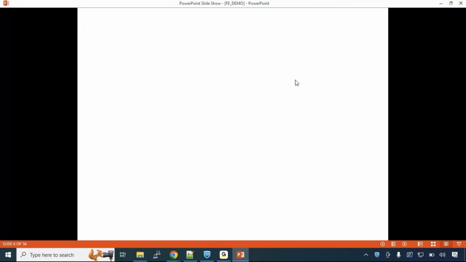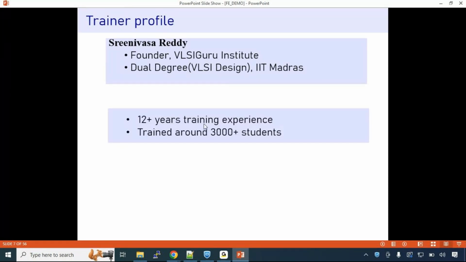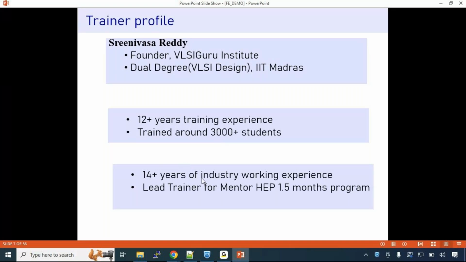Just a brief about my profile. My name is Srinivas Reddy, and I am the founder of the institute. I have done my dual degree from IIT Madras, and I have 12 plus years of training experience. I have been teaching since 2012, and I've been continuously teaching. I was working and teaching both for 7 years. Then in 2019, I quit my job and I'm now full time into the training. I would have personally trained almost 3,000 plus students in different batches, and around 14 plus years of working experience in the industry. And I'm also a lead trainer for Mentor Higher Education Program.